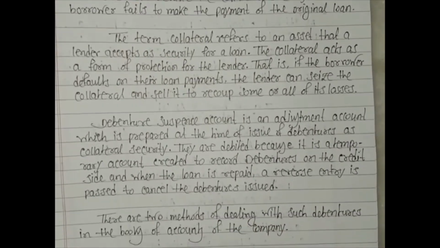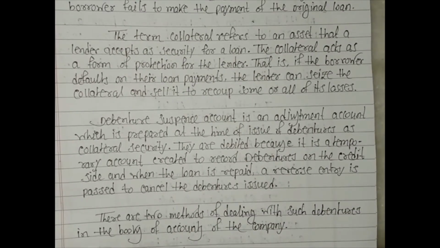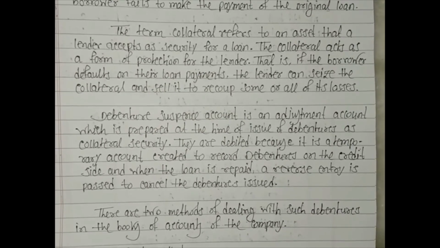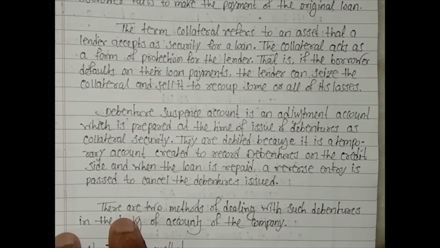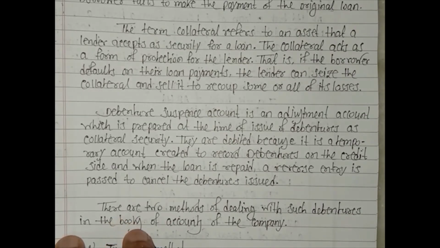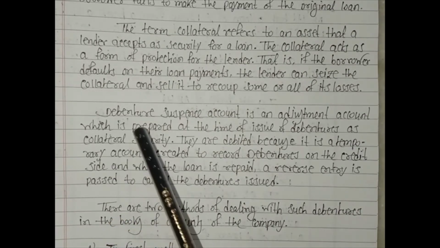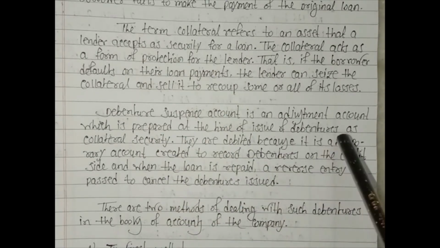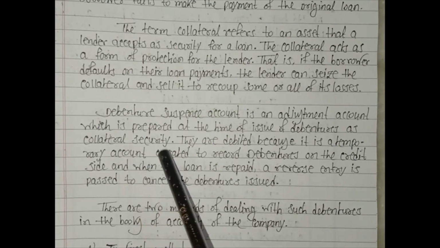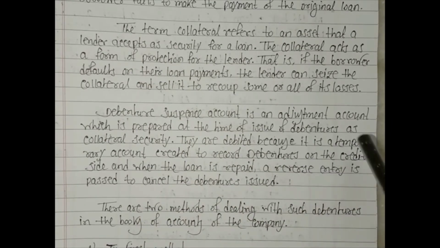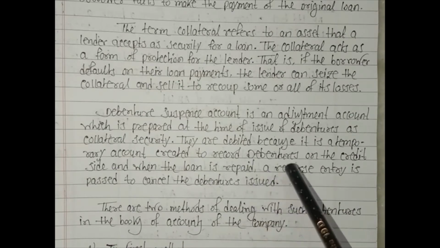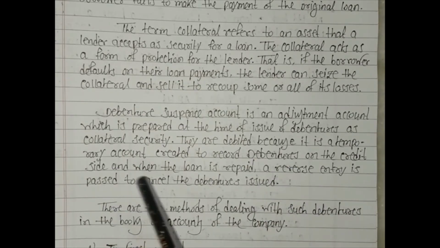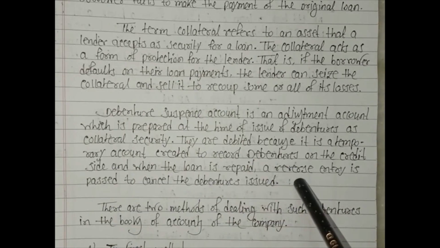Now, in the accounting treatment for that, we have to open the debenture suspense account. As the debentures are not issued in the open market, there is nothing to be credited to the debenture account, so a debenture suspense account arises. The debenture suspense account is an adjustment account prepared at the time of issue of debentures as collateral security. It is debited as a temporary account created to record debentures on the credit side, and when the loan is repaid, a reverse entry is passed to cancel the debentures issued.